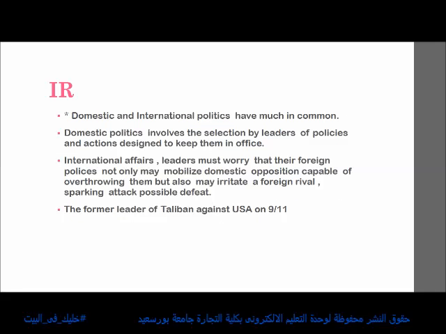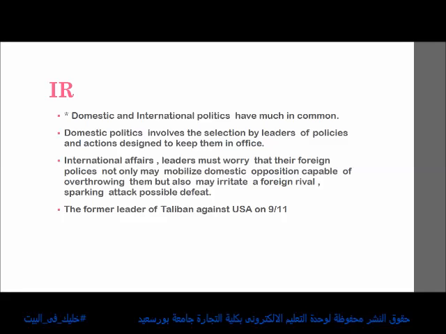Domestic and international politics have much in common, of course. If you really control your state pretty well, you can act pretty well. If you are not really stable as a state, you will not be stable in international politics.